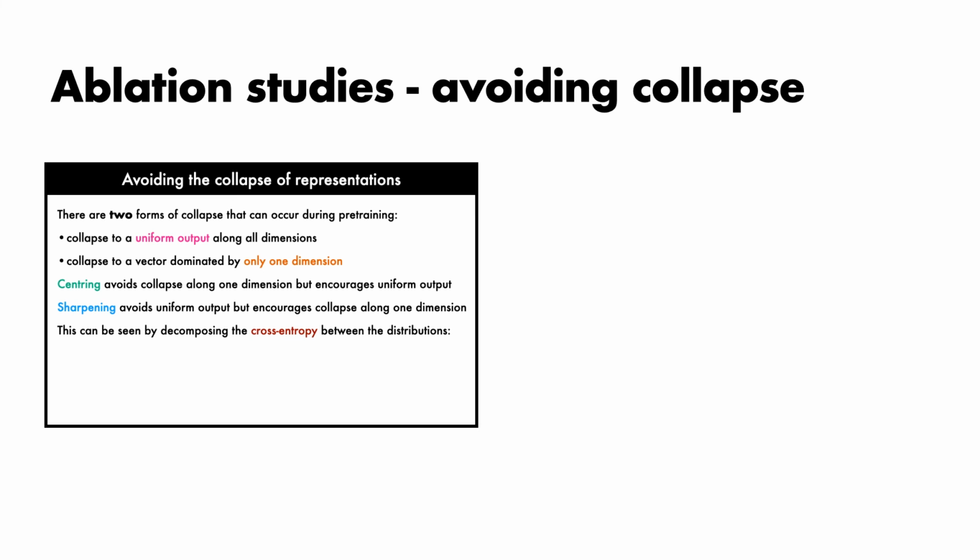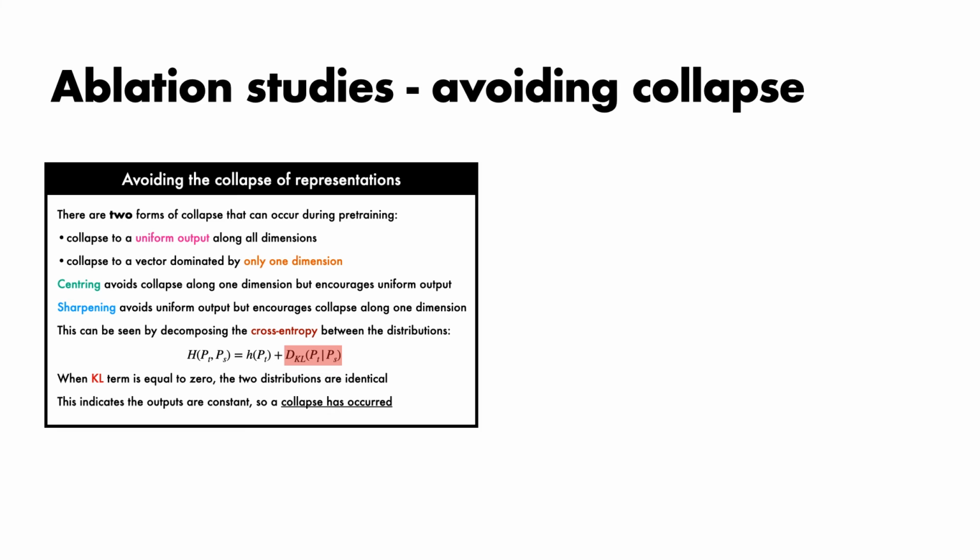These complementary roles can be seen by decomposing the cross-entropy term between the distributions as follows. Note that when the KL term on the right is equal to 0, the two distributions have become identical. Since the teacher is built from the student, this indicates the outputs are constant, so a collapse has occurred.